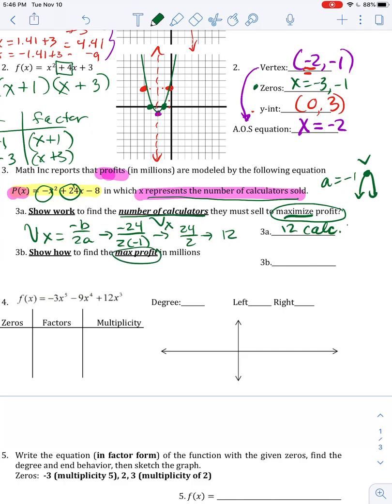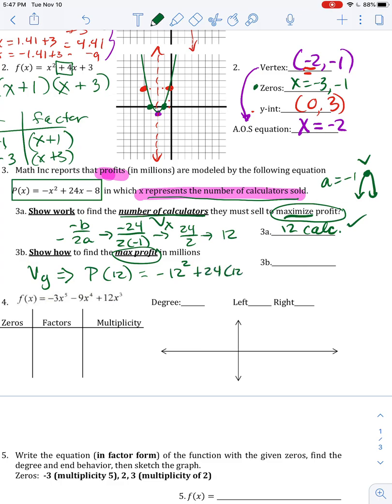In part 3B, it says, show how to find the max profit. Well, if this told me how many calculators I need, that's the X. Now they're asking me what's the highest Y value. So to get the Y, once you know the X, if you refer to your green chart, it's going to tell you, or if you just think about what you know, when you know the X and need the Y, you just plug it in. So I'm going back to this equation and I'm going to plug in my X. So the profit at 12 calculators, which was apparently my max profit number, is going to be -12 squared plus 24 times 12 minus 8.